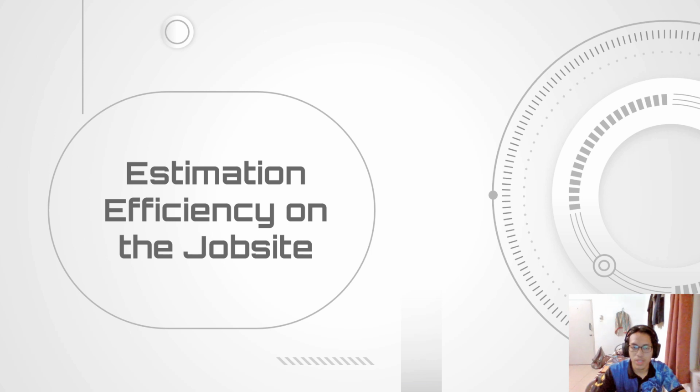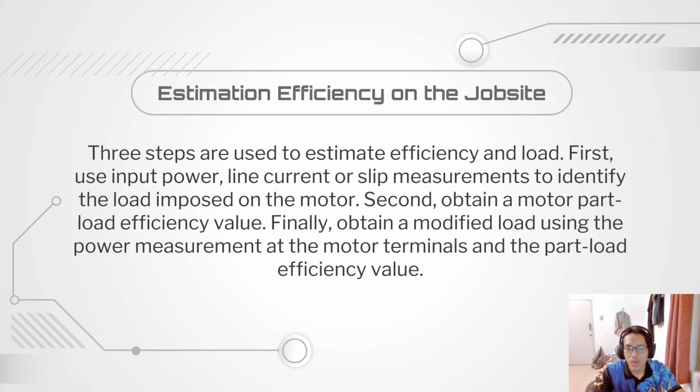This is the second method that we use, which is estimation of efficiency on the job site. Three steps are used to estimate efficiency and load. First, use input power, line current or slip measurement to identify the load imposed on the motor. Second, obtain a motor part load efficiency value. And finally, obtain a modified load using the power measurement at the motor terminals and the part load efficiency value.